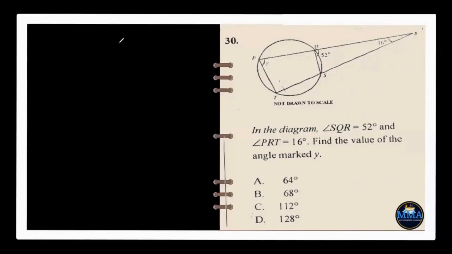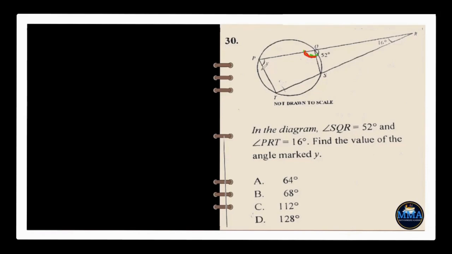Question 30. In the diagram, angle SQR is 52 and angle ERT is 16. Find the value of the angle marked Y. So this angle marked Y is what we are looking for. This is 52 and this is a straight line. Don't forget, the sum of angles on a straight line is 180 degrees. So I can find this angle inside here.